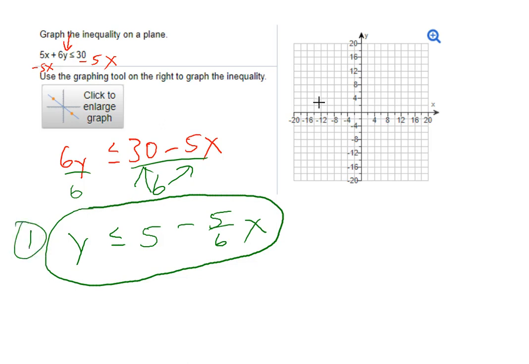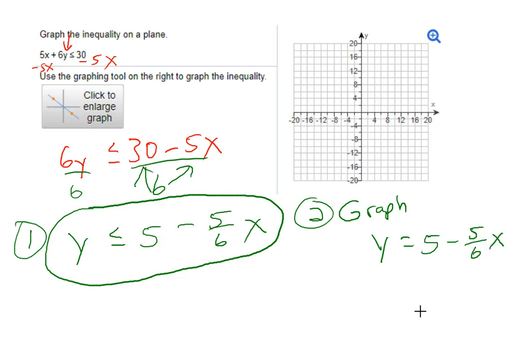That's the first step. The second step is to graph this as if it were an equation. So I'm going to graph y equals 5 minus 5/6 x. So this goes back to the beginning of the video. We're graphing a line. And so we need the y-intercept, which is 0, 5. Be careful about this when you're doing your homework or doing the test. Notice the scale here. These marks are going by 2s. This is 2, 4, 6, 8, 10. So 0, 5, unfortunately, is going to be halfway in between 4 and 6.